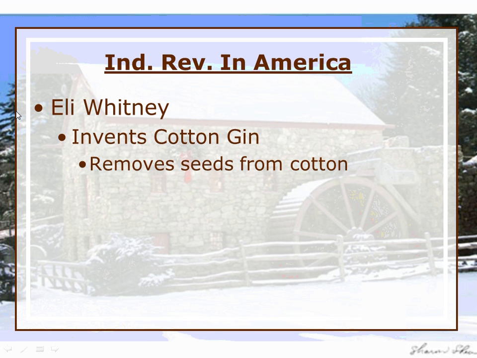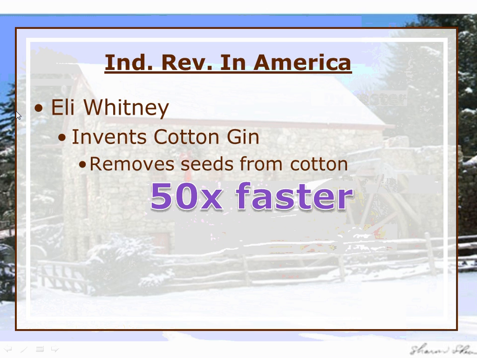Originally you had to do it by hand. Would that be an easy task? No. The cotton gin does it automatically, and it does it 50 times faster than doing it by hand. One person takes all day to do it. Multiply that by 50, and that's how many people you have to have working all day to do the same work as one person using the cotton gin during that day. Now you can produce, or you can clean up, cotton faster.